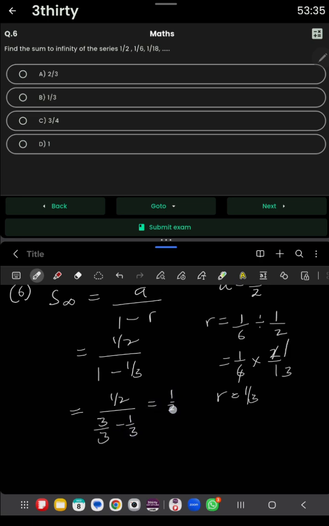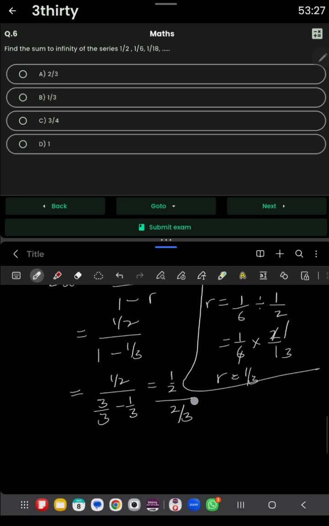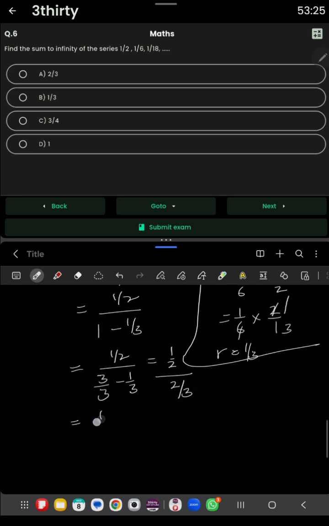So that's 1 over 2 divided by 2 over 3, right? So 1 over 2 divided by 2 over 3, just for clarity, which is 1 over 2 times 3 over 2. So it switches, which gives you 3 over 4, and that's option C.